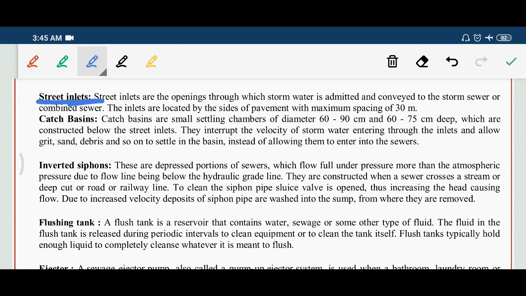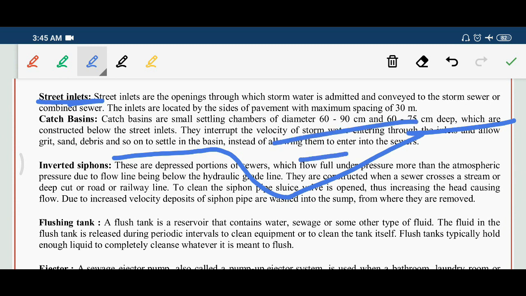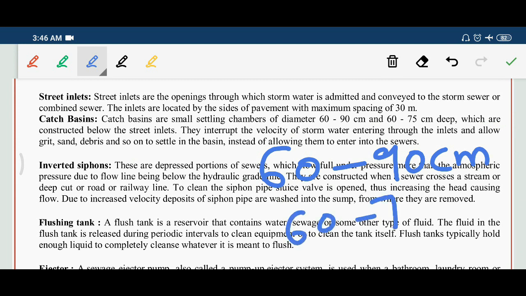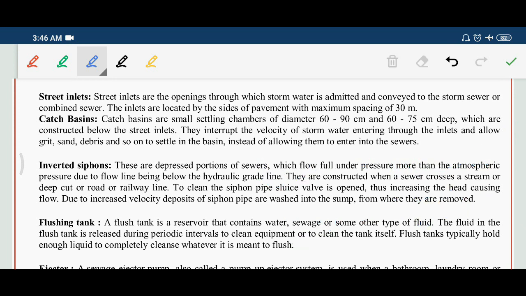Let us say this will be the catch basin and this will be the street inlet. It will be provided at 60 to 90 centimeters with a depth of 60 to 75 centimeters. So why is it provided, sir? It is constructed just below the street inlet.